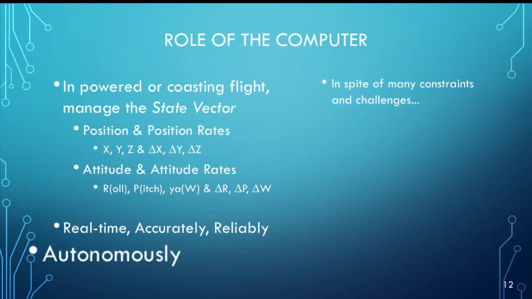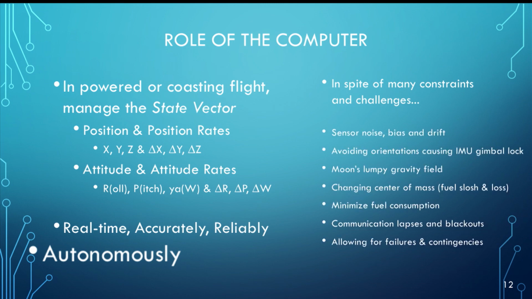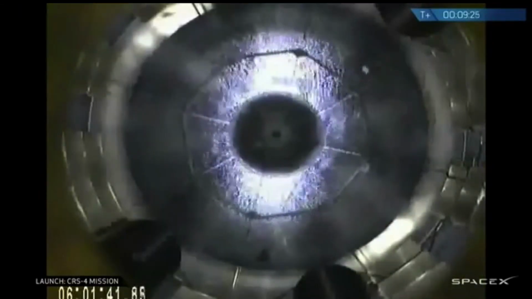The computer had this role, but basically there were a number of challenges that software engineers faced in designing the guidance software. I can't get into all of them here, but there were issues with sensor noise. The moon actually has a very lumpy gravity field, so doing guidance in the lumpy gravity field is difficult. Probably the biggest one of all is the changing center of mass as fuel is consumed or as it sloshes around.